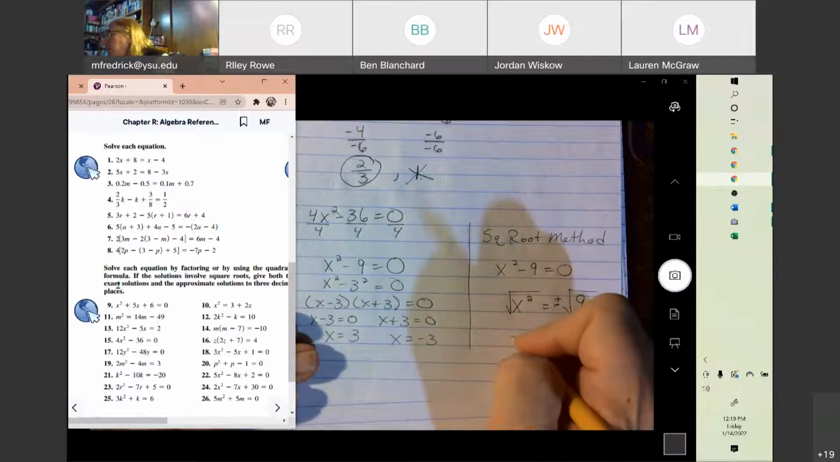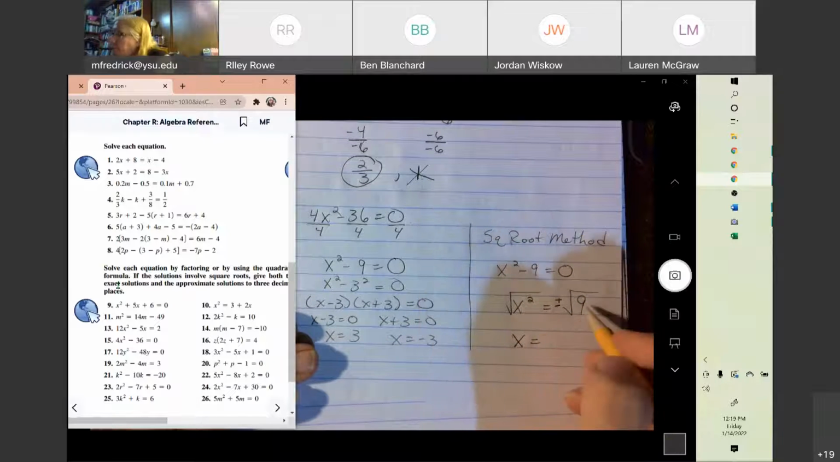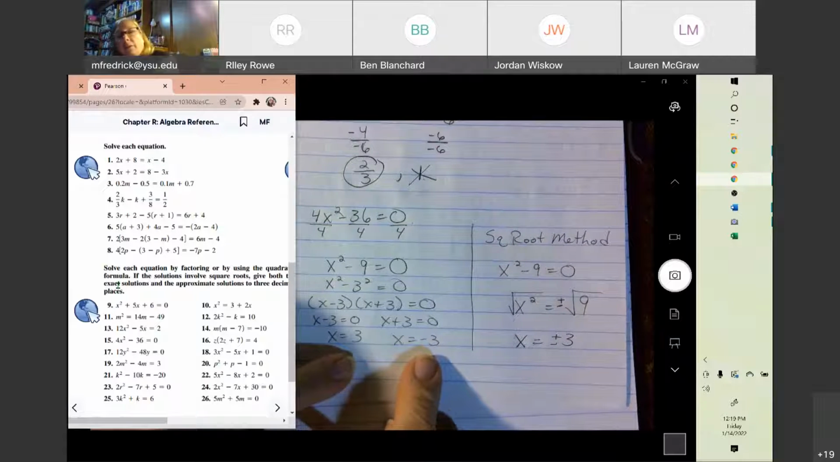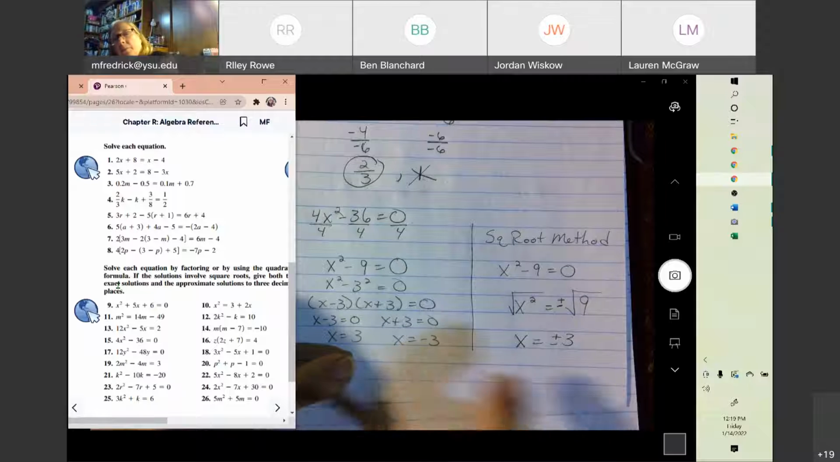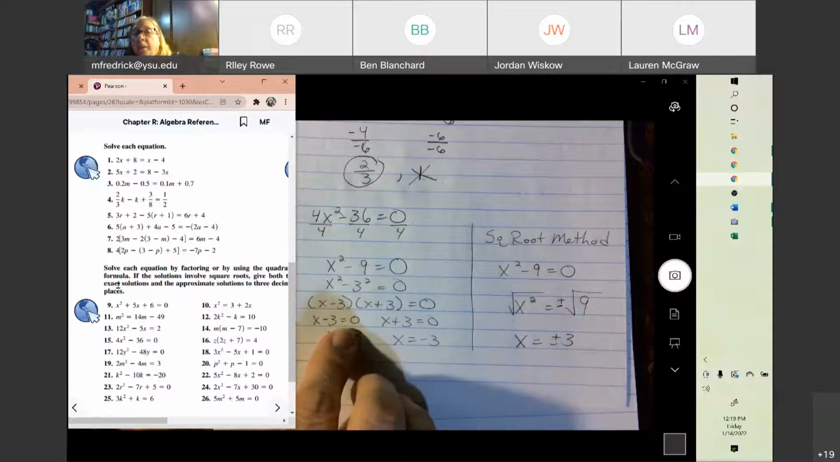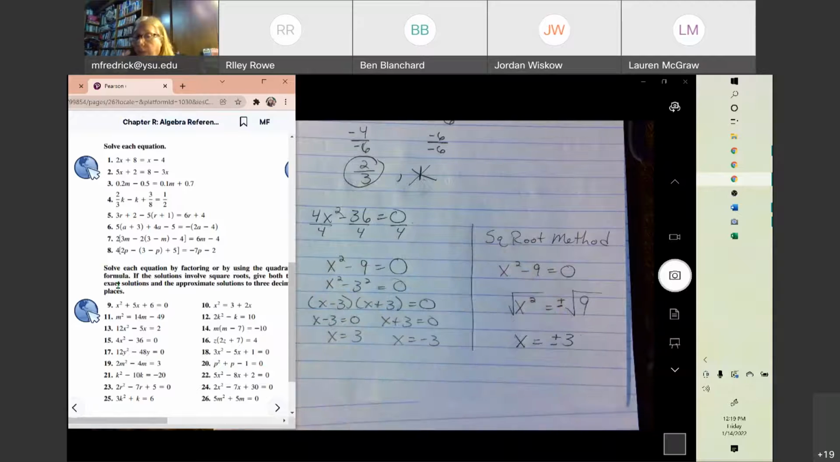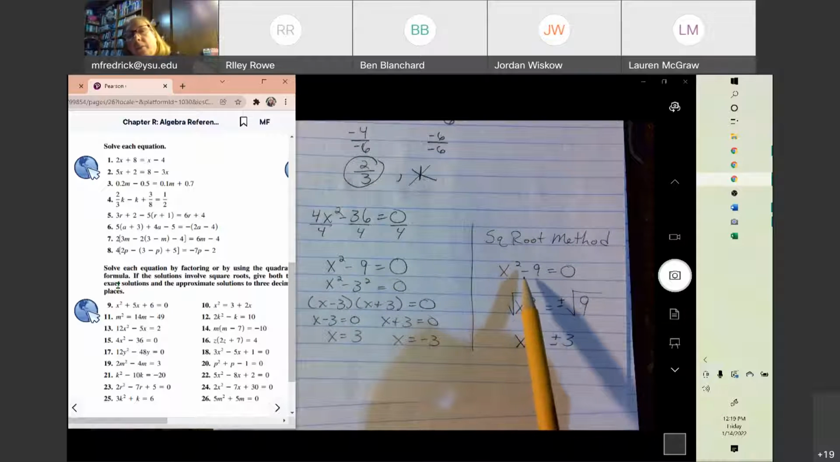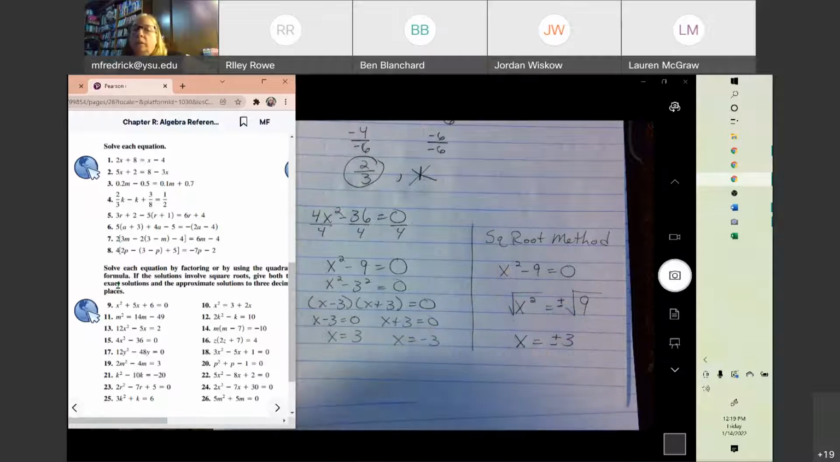The square root of x squared is x. Square root of 9 is 3, so it's a plus or a minus 3, which is the same thing we got here. So all three methods would work. You could use the quadratic formula, factoring, or square root method. Any questions on that? Now you only use this when you don't have the x term. Any questions?